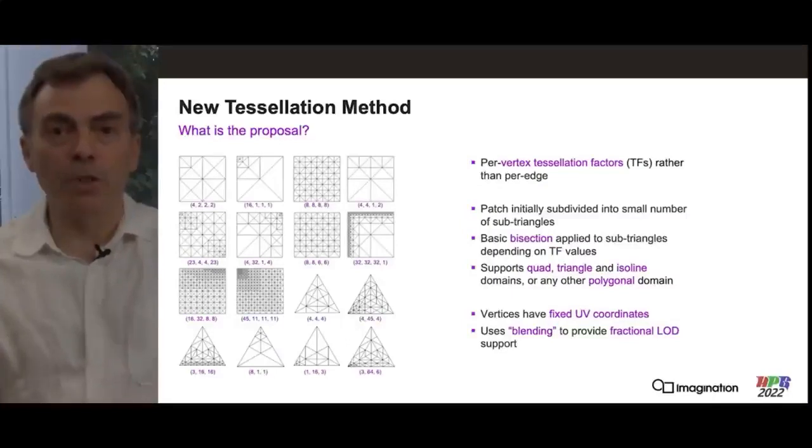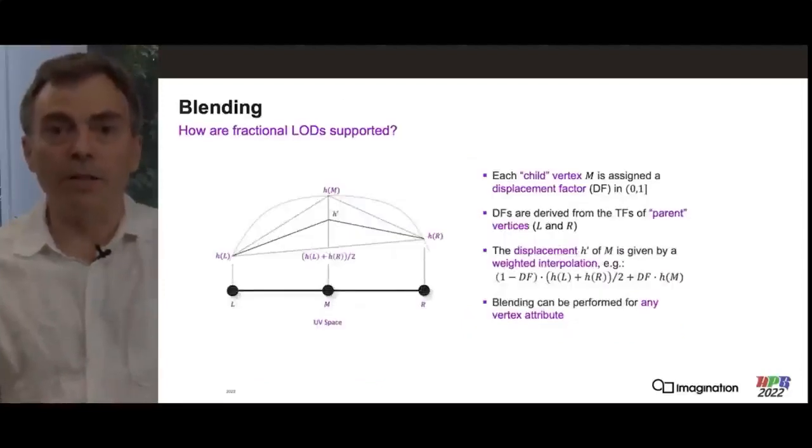The algorithm supports quad, triangle, isoline, or any polygonal domain. Vertices have fixed UV coordinates, ensuring stable geometry as tessellation factors change. Blending is used to provide fractional LOD support. A child vertex is assigned a displacement factor. Displacement factors are derived from tessellation factors of parent vertices. The displacement of a child vertex is given by interpolating between its full displacement and the average of its parent vertices. Blending can be performed for any attribute, not just displacement.